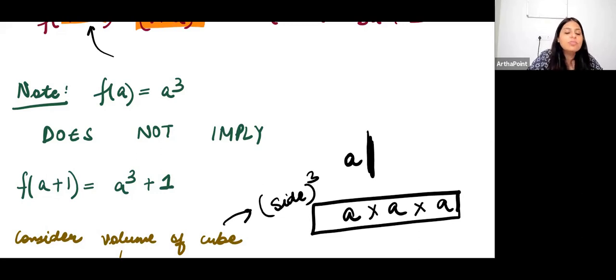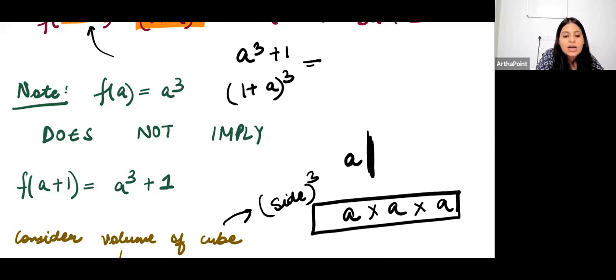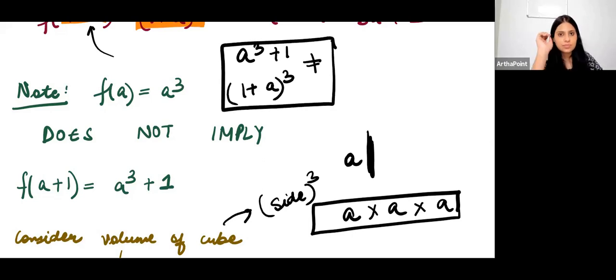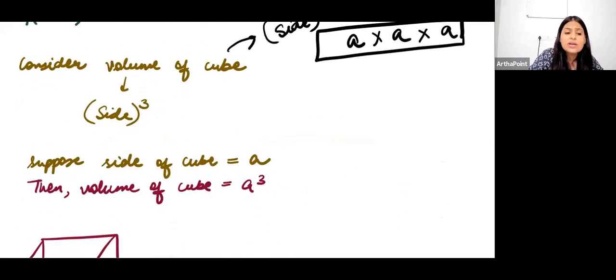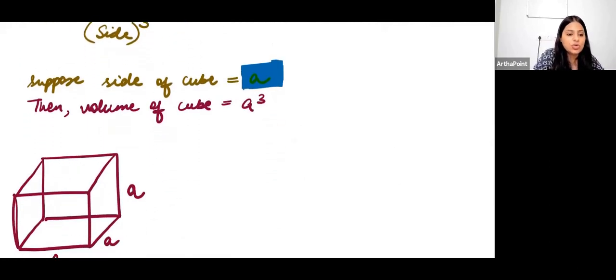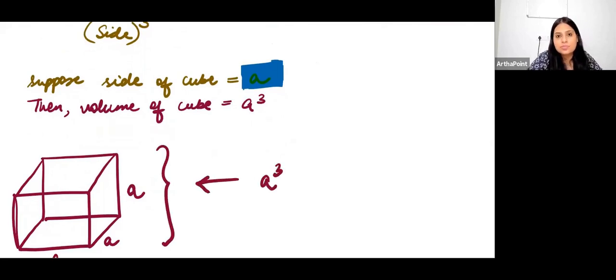I want to show that a cube plus 1 and 1 plus a whole cube are not the same thing. So suppose I begin with the cube whose side is a. The value of the side is a for this cube. And now I ask you what will be the volume of the cube. You will tell me its volume will be simply a cube. Side into side into side.